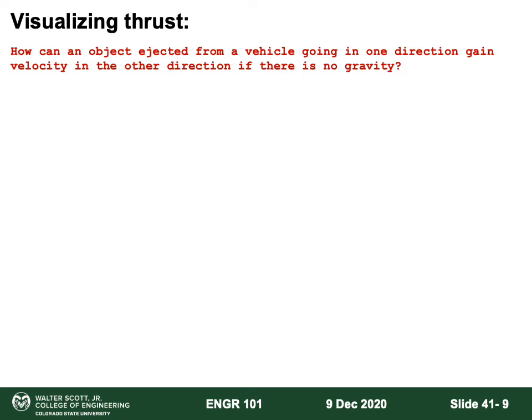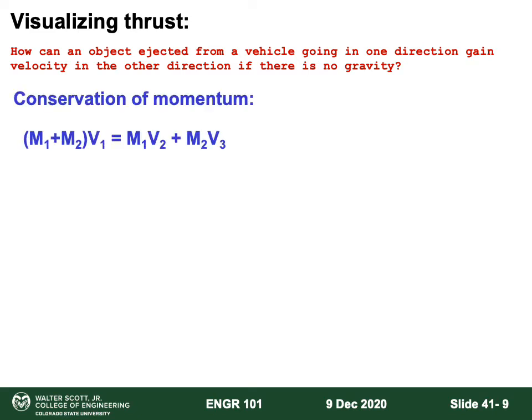Thrust relates to the concept that explains how an object ejected from a vehicle going in one direction can gain velocity in the other direction if there is no gravity, so if there's nothing to push against. Well, the way it works is the concept of conservation of momentum. And the conservation of momentum says that the mass times the velocities must stay constant. So if we have two masses that are together moving at the same velocity, and we separate those so that V2 is different from V3, this is the basic concept of how a rocket engine works.